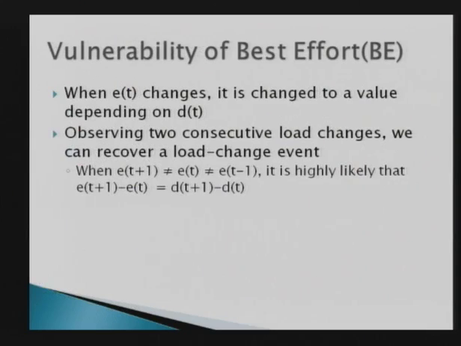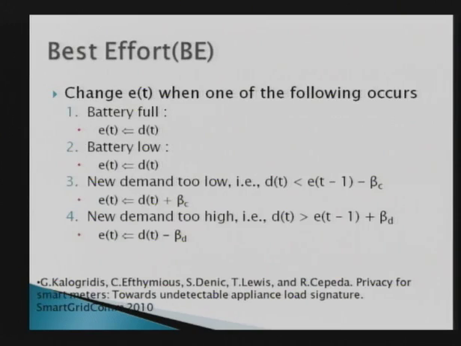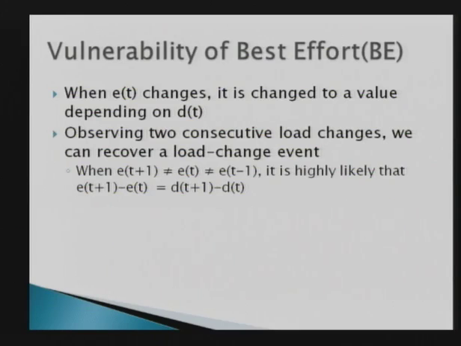It seems to be good, but we can still recover the load change events from this algorithm. The reason can be seen from these slides. No matter how we change it, it is always highly related to the actual demand load. It's either equal to dt or dt plus or minus beta c or beta d. So if we observe 2 consecutive load changes in the external load ET, we can guess that the derivative of these 2 loads is actually the actual demand. From our experiment, we can show that the guess is pretty accurate. I will show the experiment result later.